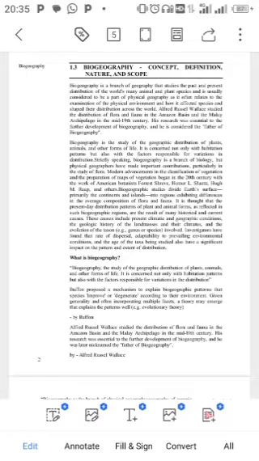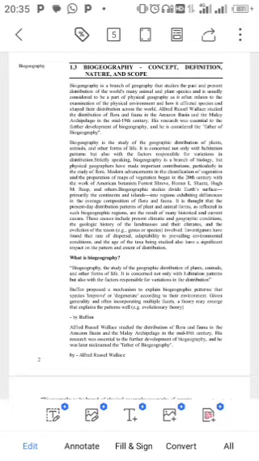Biogeography is a branch of geography that studies the past and present distribution of the world's many animal and plant species and is usually considered to be a part of physical geography as it often relates to the examination of the physical environment and how it affected species and shaped their distribution across the world.